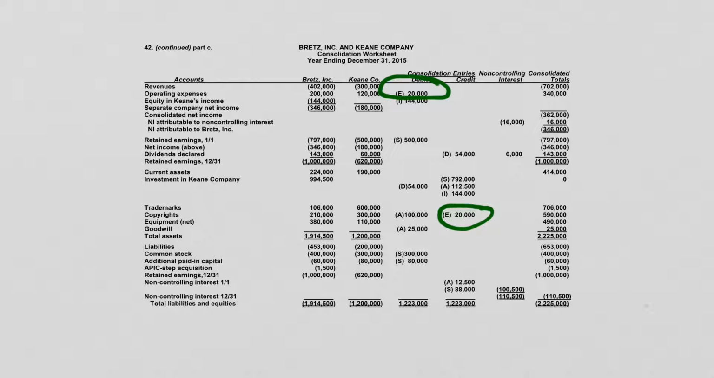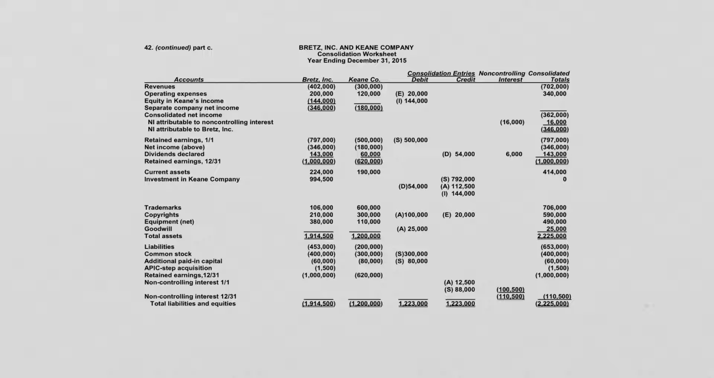E entry. Now that copyright is recorded at the full amount of the $20,000. That is true, but 10% of that is going to go to the adjustment for the income of the non-controlling interest. So what do I mean by that? Let's seek for knowledge and find out.